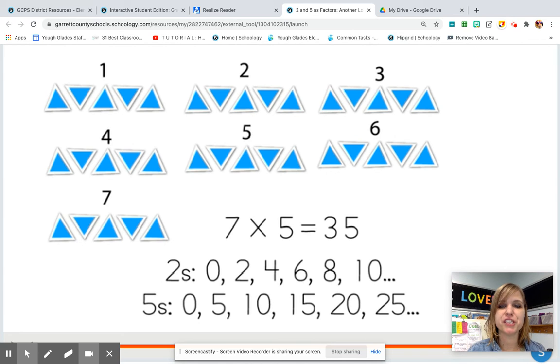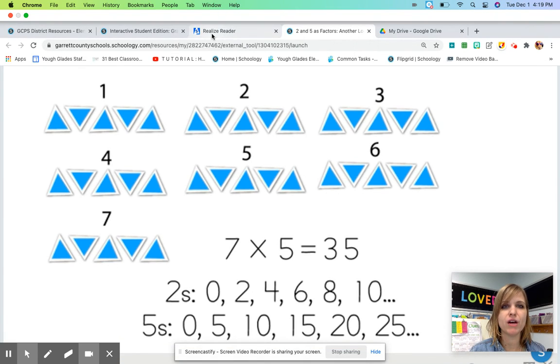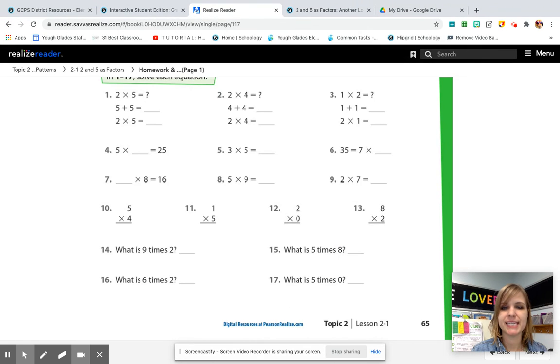So these are the strategies we're going to use as we are solving all of the problems on page 65. Okay? And these are just word problems. So it says, what is 9 times 2? What is 6 times 2? What is 5 times 8? So what is 5 times 0?